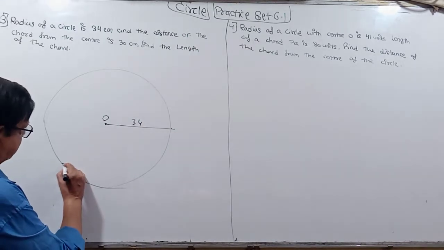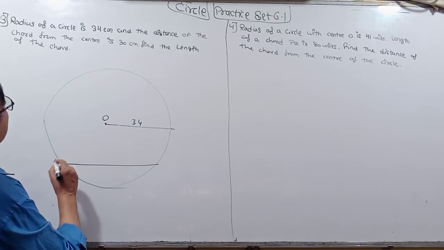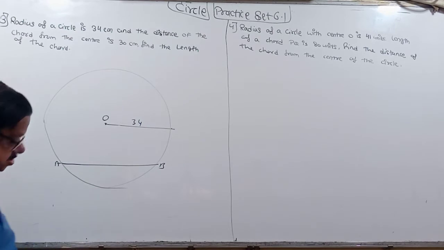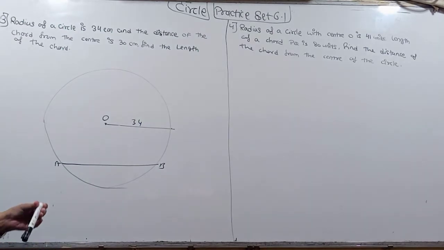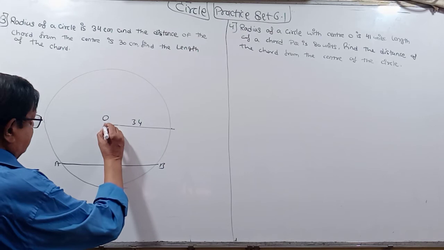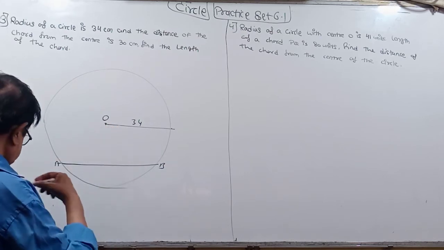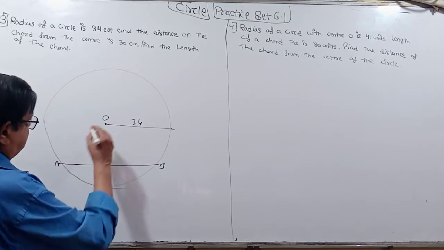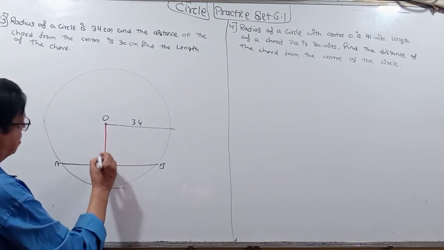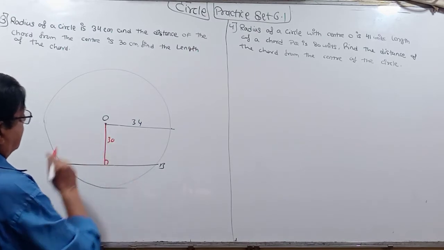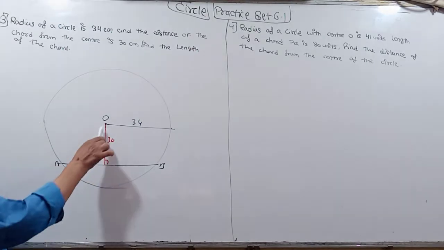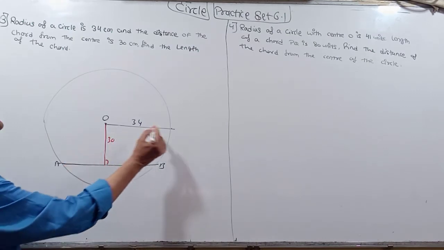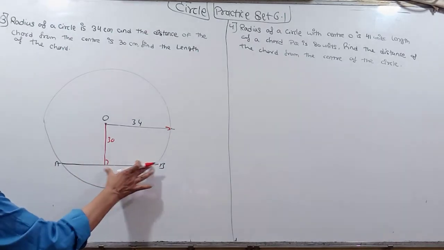There is a chord here. AB is the chord. The distance of the chord is 30 centimeters. Right. Distance is always perpendicular distance. It is 30 centimeters. Now, definitely a perpendicular distance bisects the chord. This is the radius, and this is the chord.